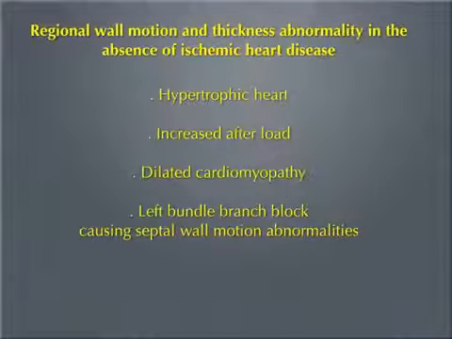There are a number of reasons that a heart which is not ischemic may appear thickened or have regional wall motion abnormalities. Hypertrophy, increased afterload, dilated cardiomyopathy, and left bundle branch block with septal wall motion abnormalities can all lead to atypical motion or appearance of the heart.